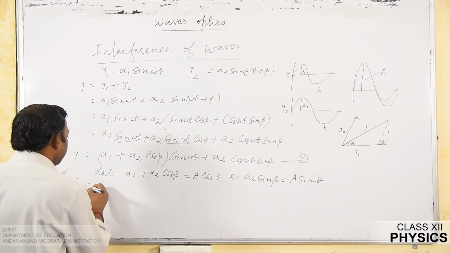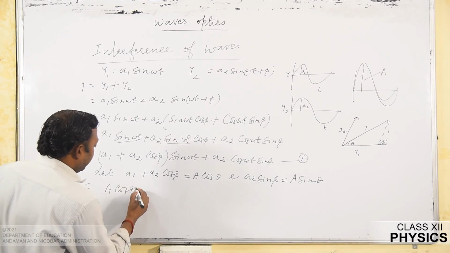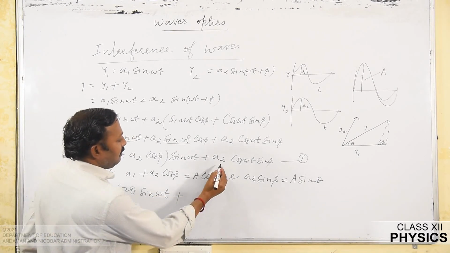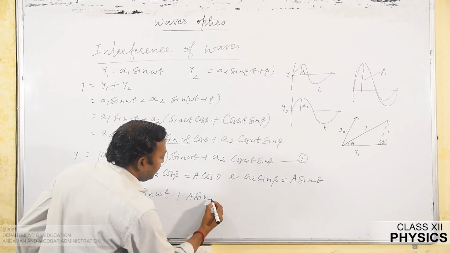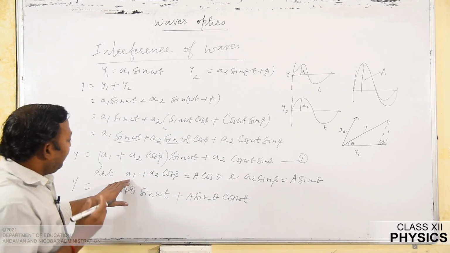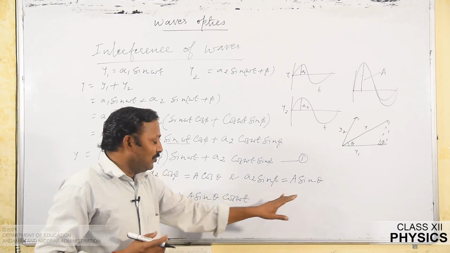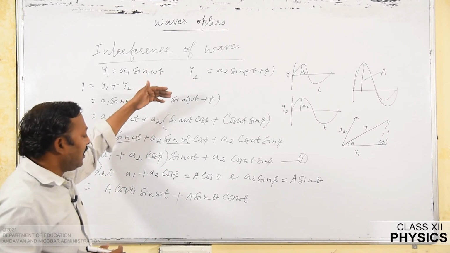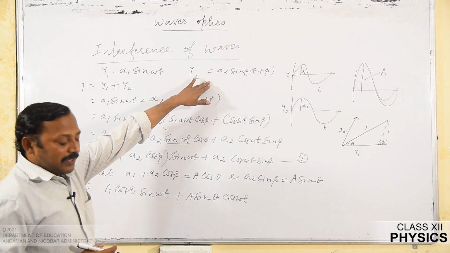So the equation becomes y is equal to a cos theta multiplied by sin omega t, plus in place of a2 sin phi we can take a sin theta, so a sin theta cos omega t. Now a1 plus a2 cos phi equal to a cos theta and a2 sin phi equal to a sin theta are taken to convert the given expression in terms of sine of phase angle, so that we can compare the resultant amplitude as well as phase with the original wave equations.